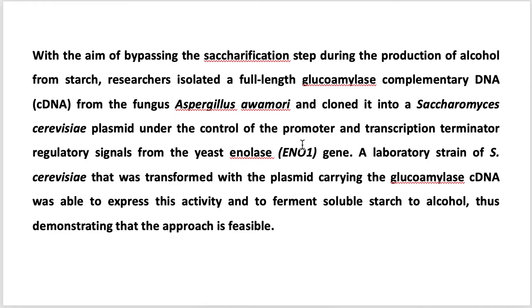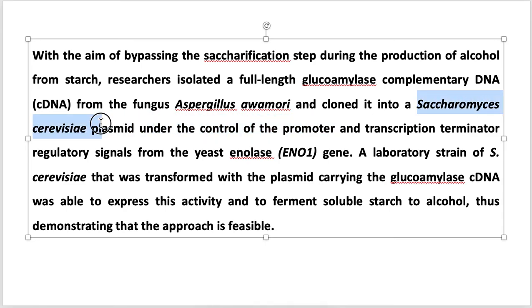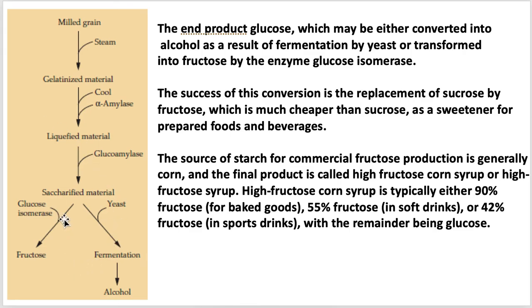In another approach, scientists were able to develop a recombinant Saccharomyces cerevisiae strain which can produce the glucoamylase enzyme. So if we use this recombinant Saccharomyces cerevisiae, then we will be able to skip this step. Saccharomyces cerevisiae is a yeast, right? And this yeast is used to produce alcohol from saccharified material.